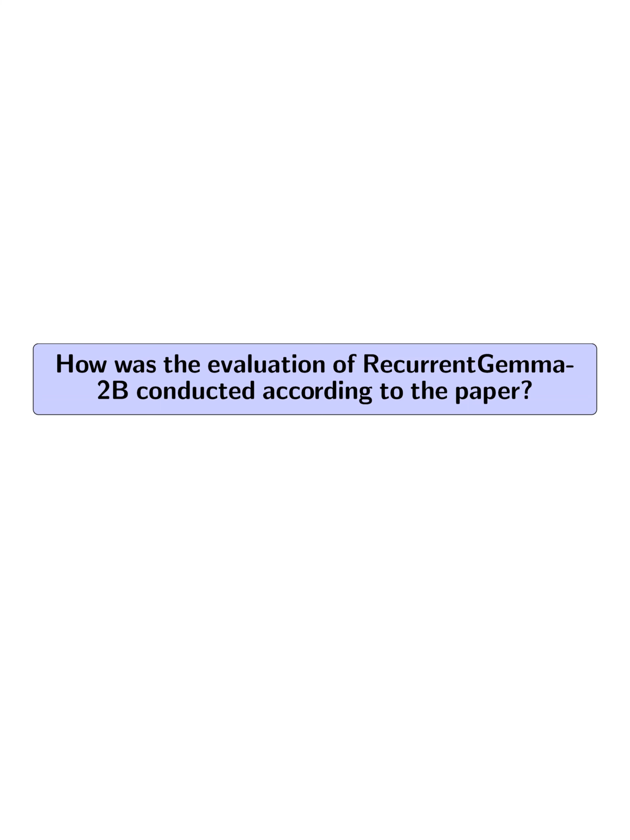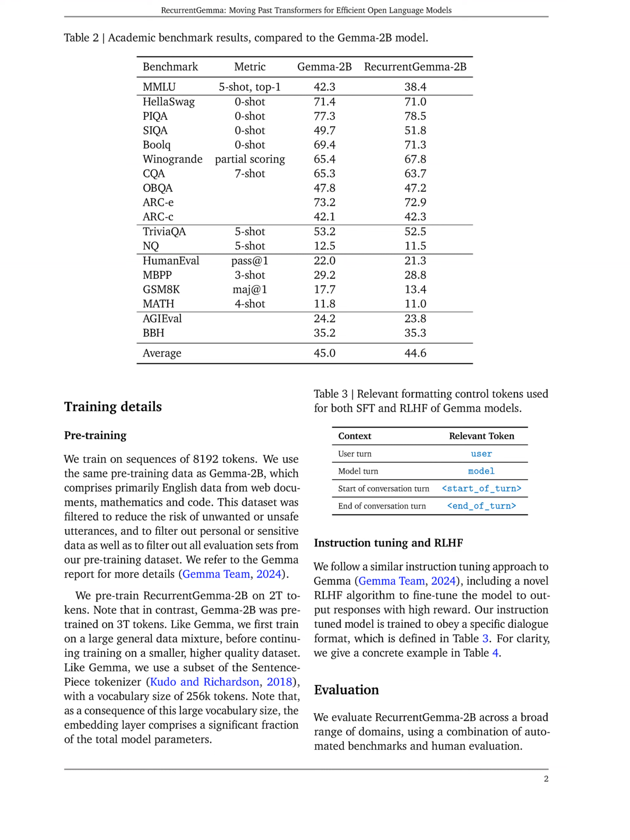How was the evaluation of RecurrentGemma-2B conducted according to the paper? The evaluation of RecurrentGemma-2B was conducted across a broad range of domains using a combination of automated benchmarks and human evaluation. In terms of automated benchmarks, the performance of RecurrentGemma-2B was reported on various downstream evaluations, showcasing comparable performance to Gemma 2B despite being trained on fewer tokens.